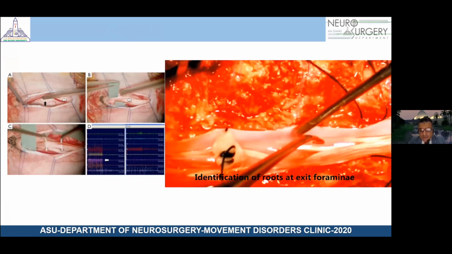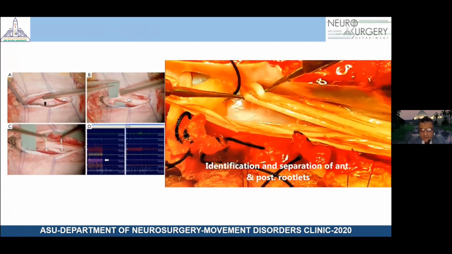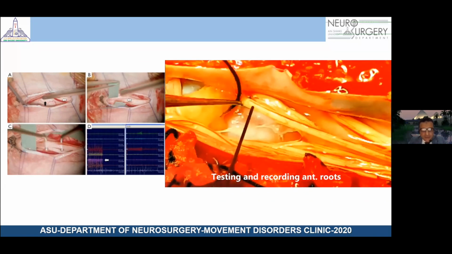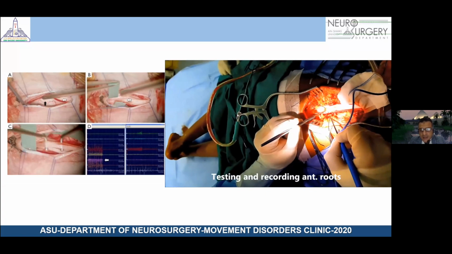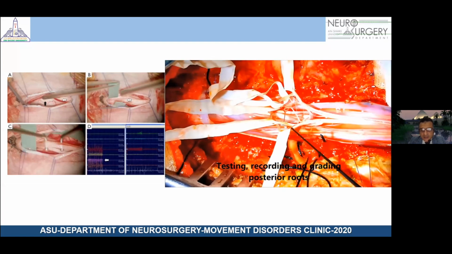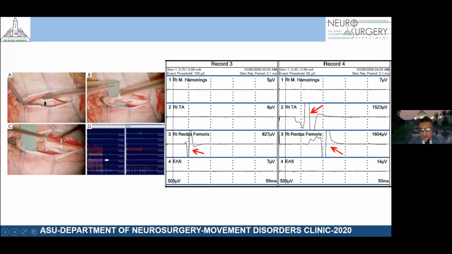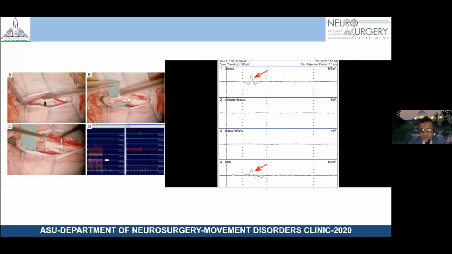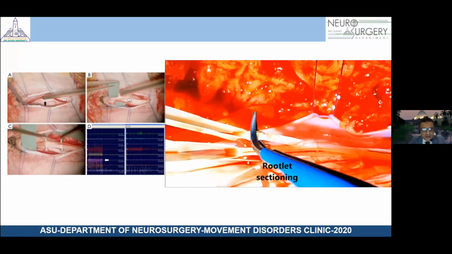We open the dura, we identify the roots at the exit foramina, and we dissect the anterior root from the posterior root. We do mapping by stimulation and recording from the muscles, and we interpret the amplitude of response and pattern of response, and then we do the selective resection. Also, it's important to identify any responses from the pelvic floor muscles and anal sphincters. And these are examples of recordings, and then we can coagulate and do the resections.